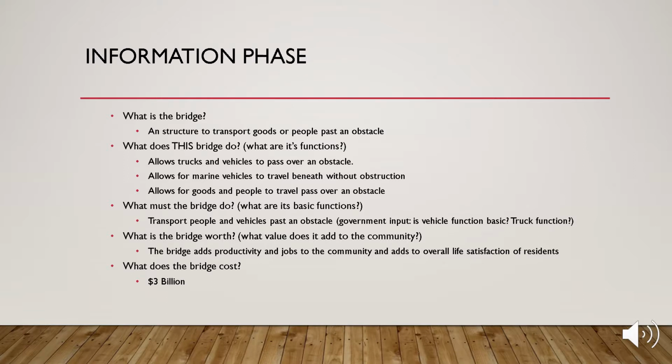Now, what is the bridge? Broadly defined, it's a structure to transport goods or people past an obstacle. What does this bridge do? What are the functions? It allows for trucks and vehicles to pass over an obstacle. It allows for marine vehicles to travel beneath it without obstruction, and it allows for goods and people to travel over the obstacle.